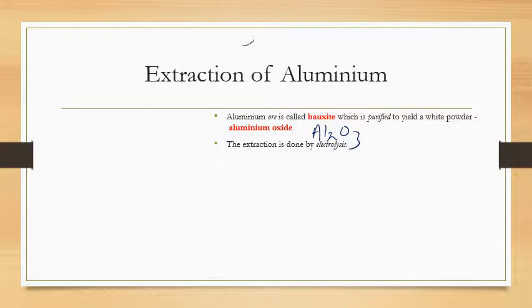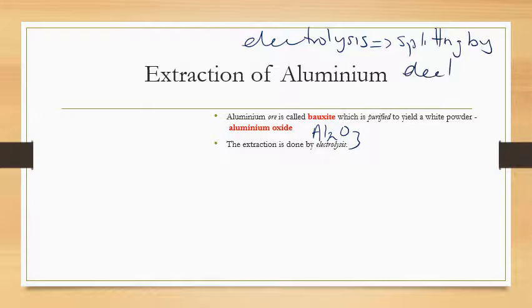Okay, and electrolysis is basically the concept of splitting by electricity. Okay, electricity, lysis, to cut.